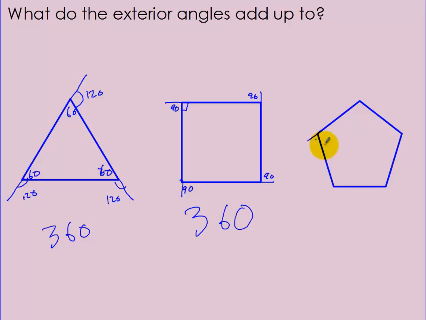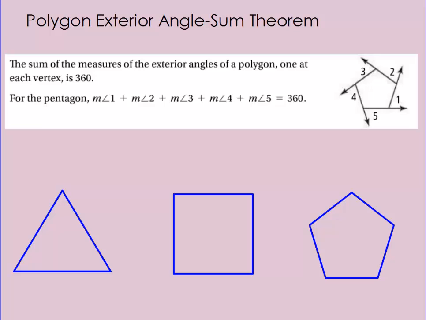Now pentagons. I don't know. But maybe there's some kind of pattern here that we can use. If that's 360, and that's 360, guess what? They all add up to 360. So the sum of the measures of the exterior angles of a polygon, one at each vertex, is 360. It doesn't matter what type of polygon you have. They added up to 360 for the triangle and the square, and they will for the pentagon.